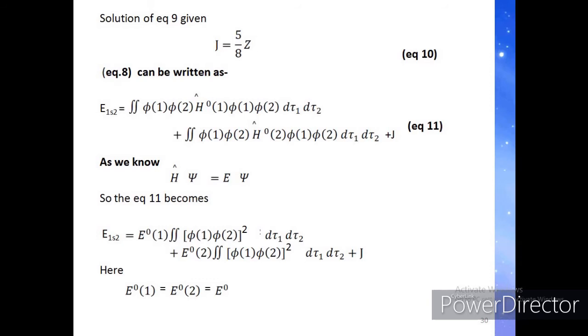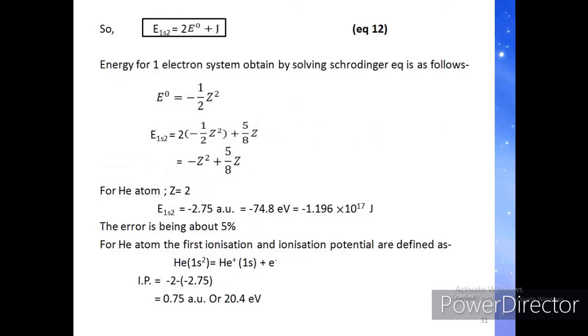After substituting the values, as we know the Schrodinger equation as H psi equals E psi, and substituting the values in equation number 11, we will get a simple equation, which is equation number 12. The energy for the system with 2 electrons is equal to 2 E naught plus J. Here we know the energy E naught, because E naught is the energy for the 1 electron system, and we can easily calculate it from the Schrodinger equation.